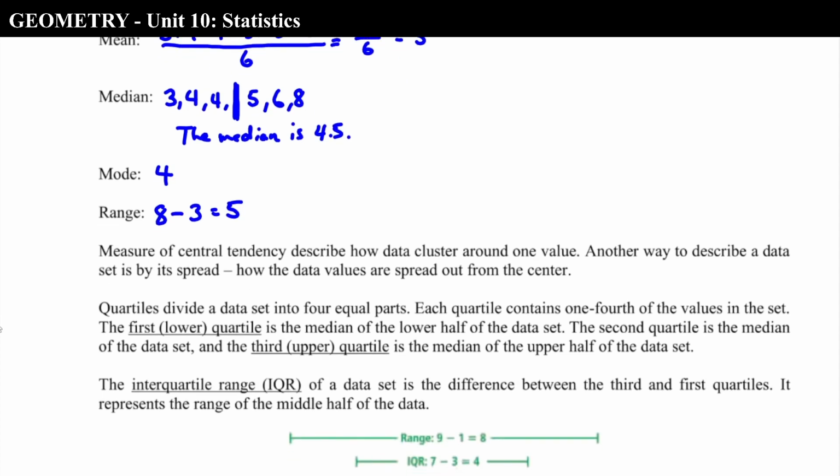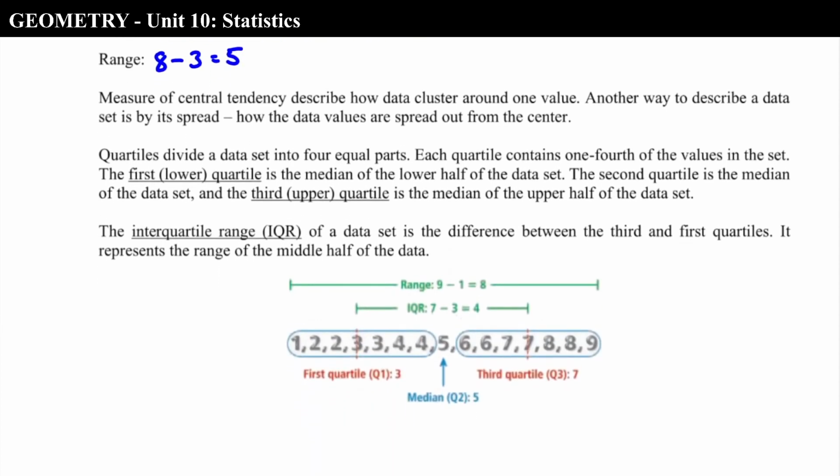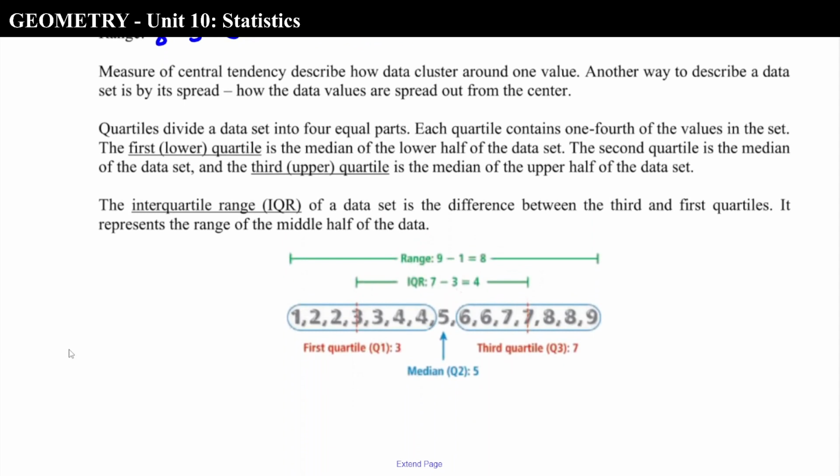Now a measure of central tendency describes how data cluster around one value. Another way to describe a data set is by its spread, how the data values are spread out from the center. So we talked about range being one way to describe that. Quartiles divide a data set into 4 equal parts. Each quartile contains 1/4 of the values in the set. The first, or lower quartile, is the median of the lower half of the data set. The second quartile is the median of the data set, and the third, or upper quartile, is the median of the upper half of the data set.